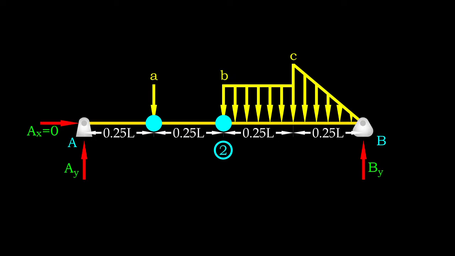Beyond this point, we have to consider uniformly distributed load B. The third point is located between load B and C. The function of distributed load changes if we move any further towards support B from this point. With these 3 points, we split the beam into 4 segments.